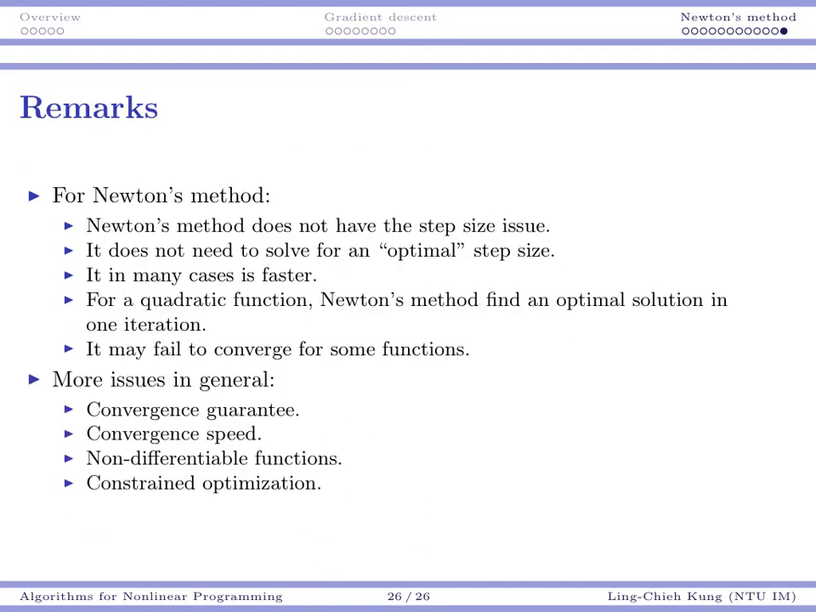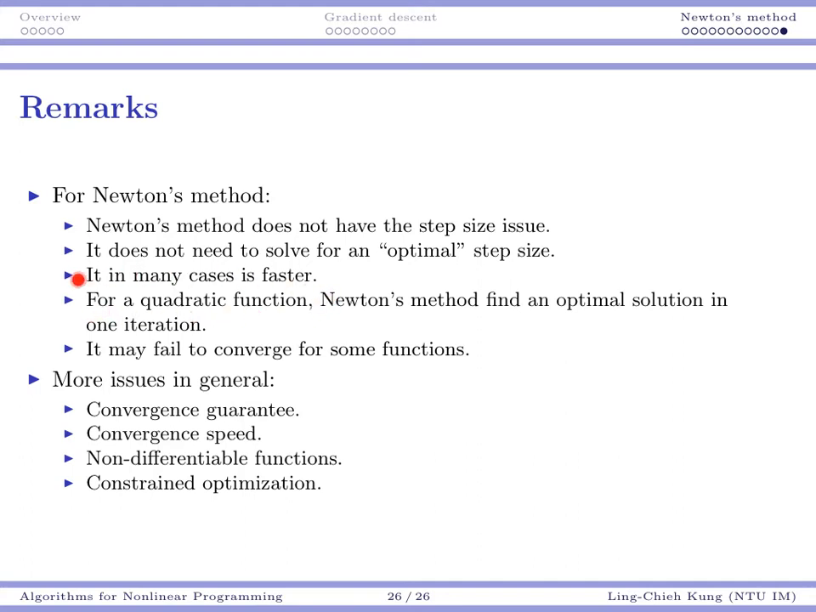Now let's make some remarks and conclusions. For Newton's method, if you recall the whole process, it does not have the step size issue. You don't need to choose any step size because in each iteration, you move to the global minimum of your quadratic approximation. It does not need to solve for an optimal step size, which is something we did for gradient descent. It in many cases is faster than typical first order methods, because this is a second order method. It uses more information, more properties about your function, so it can typically be faster.